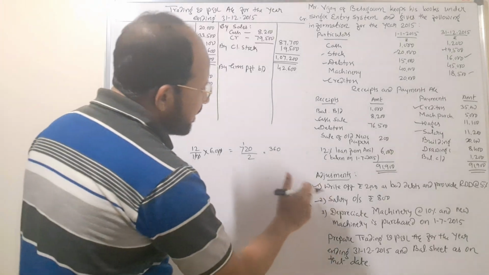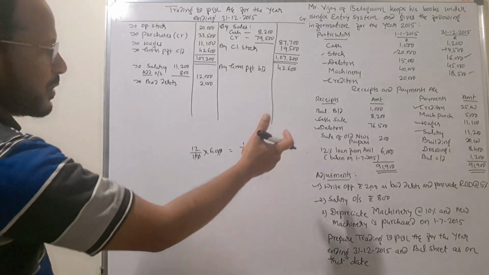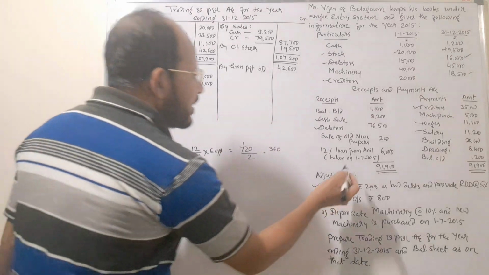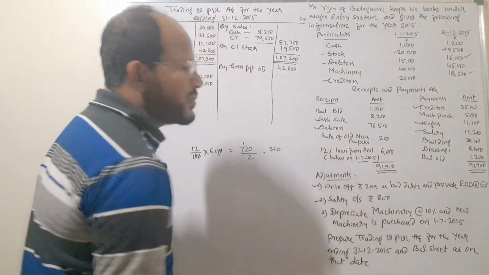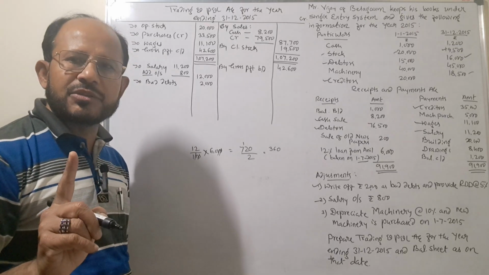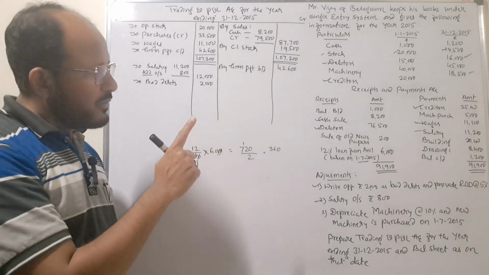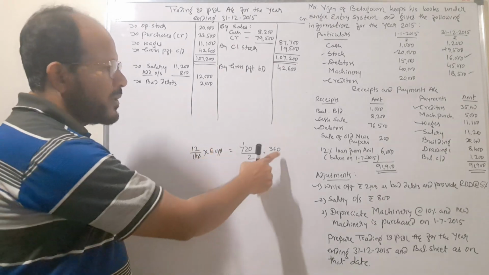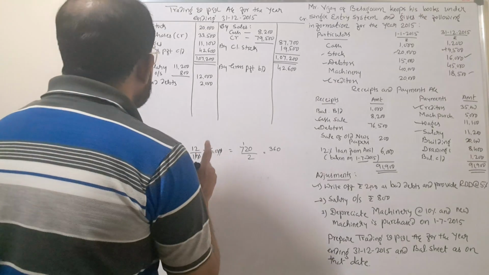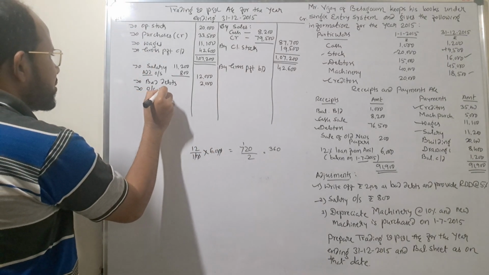Here it is clearly given in the problem: 12% interest is to be given to Mr. Anil. It means the loan is taken from Mr. Anil. The loan was taken on 1st July 2015. That is why we have to calculate interest only for 6 months. 12% on 6,000 for 6 months comes to rupees 360. That 360 we have to show here as outstanding interest on loan.